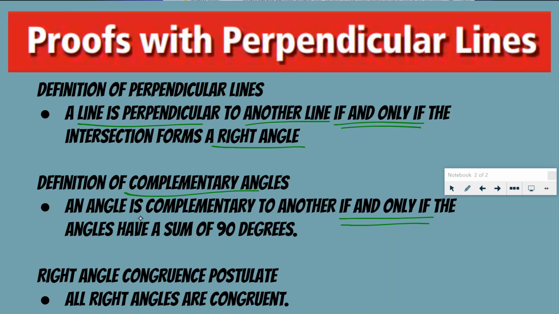An angle is complementary to another one if those two angles have a sum of 90 degrees. Basically, they form a right angle. And all right angles are congruent. That is a postulate that we just know to be true. That seems self-explanatory, but it does need to be said at points that every right angle is congruent to every other right angle.